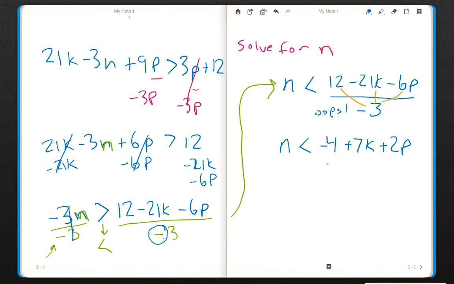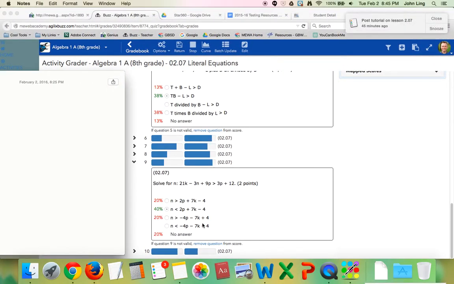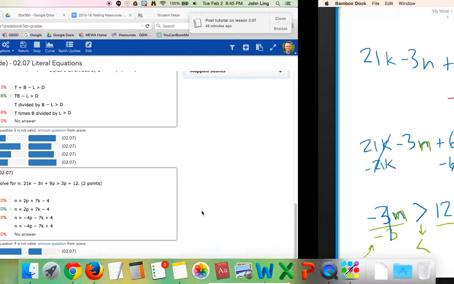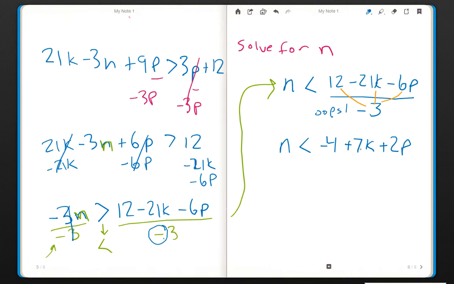Now, let me see if we're right. The answer was 2p plus 7k minus 4. I can rewrite that the same way. So using the commutative property of addition here, I can say this is 2p plus 7k minus 4. Haven't changed anything in that. All right, I know this was long, but I hope this was helpful.